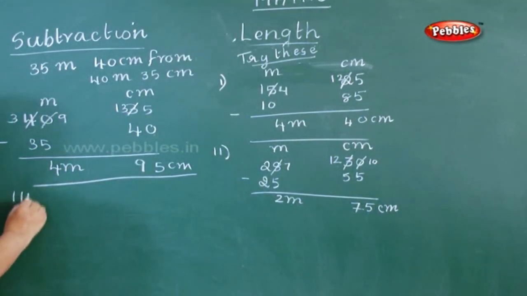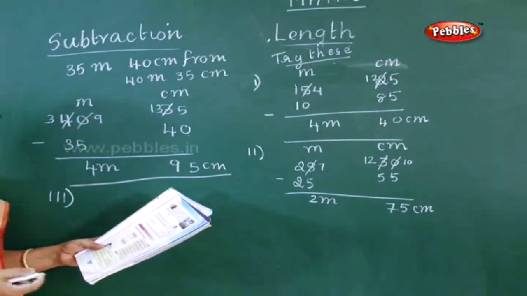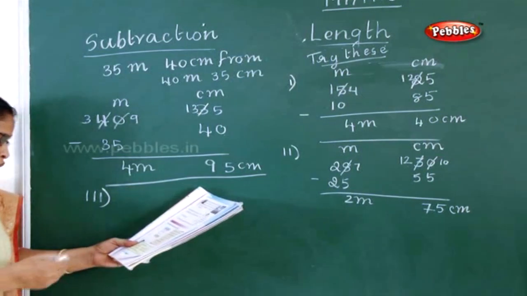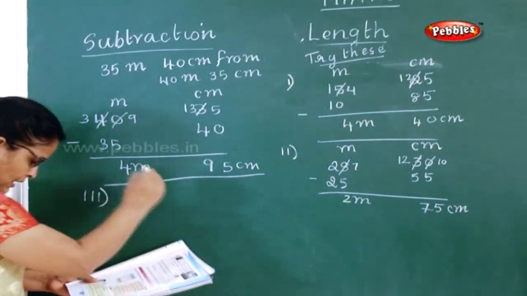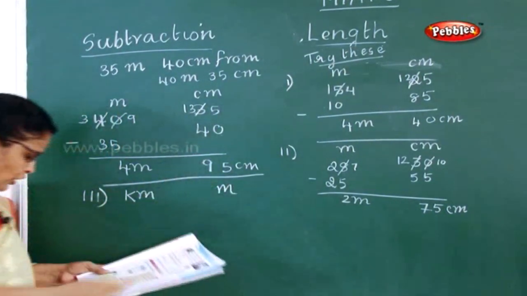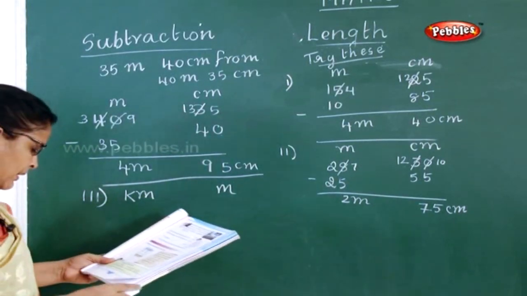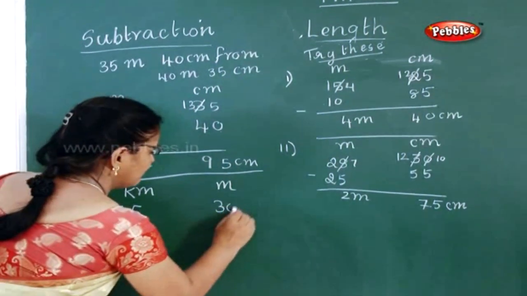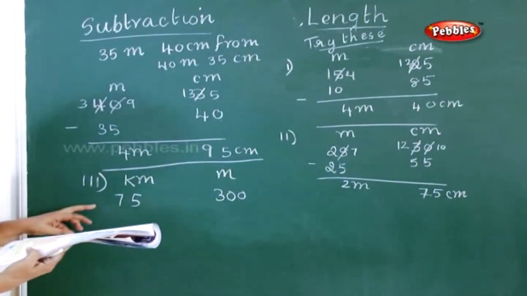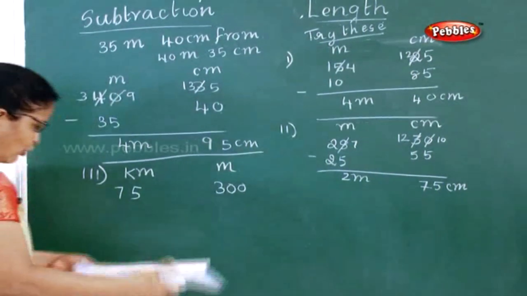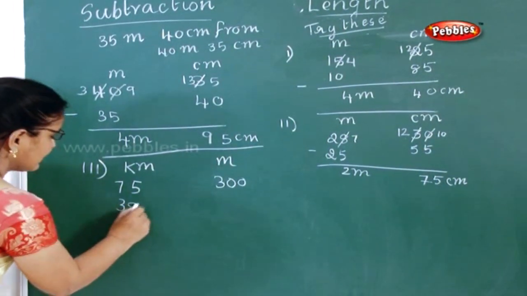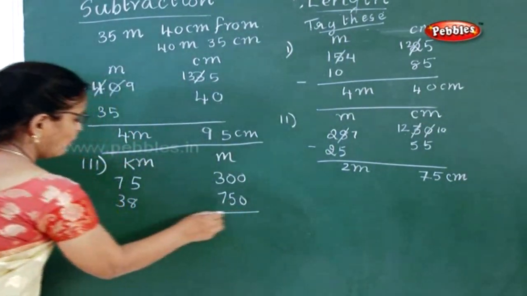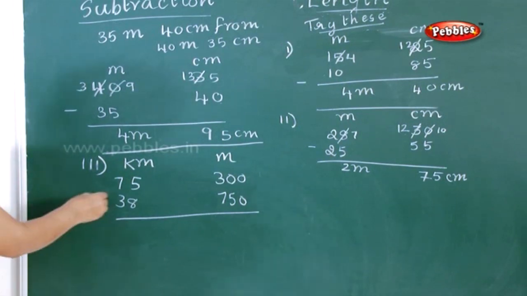Now third sum. What is the third sum they have given here? Try these. Again kilometer and centimeter they have given. Now what you have to do is, you have to write kilometer and meter. So 75 kilometer and 300 meter. And below, what you have to subtract from it is 38 kilometer and 750 meter. Now what will you do here?